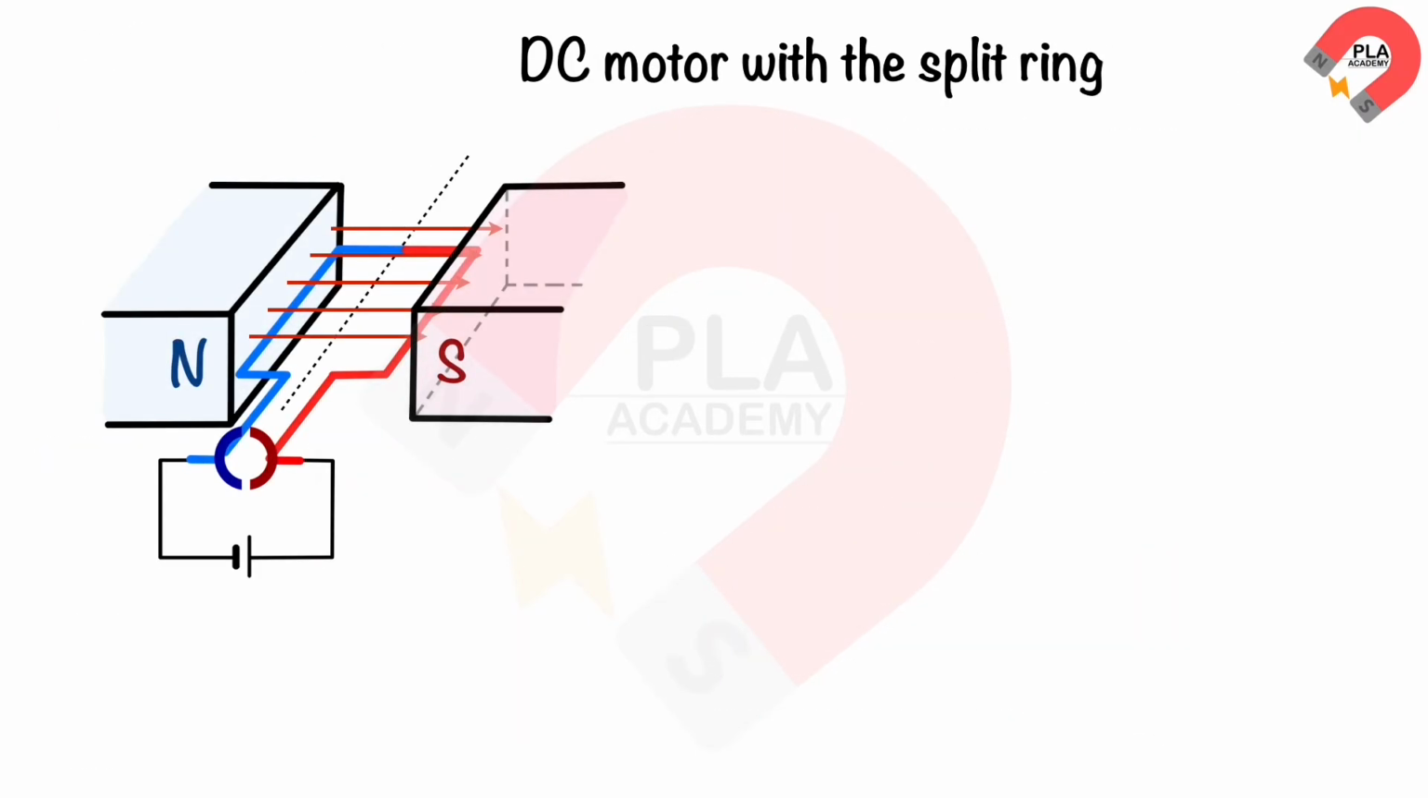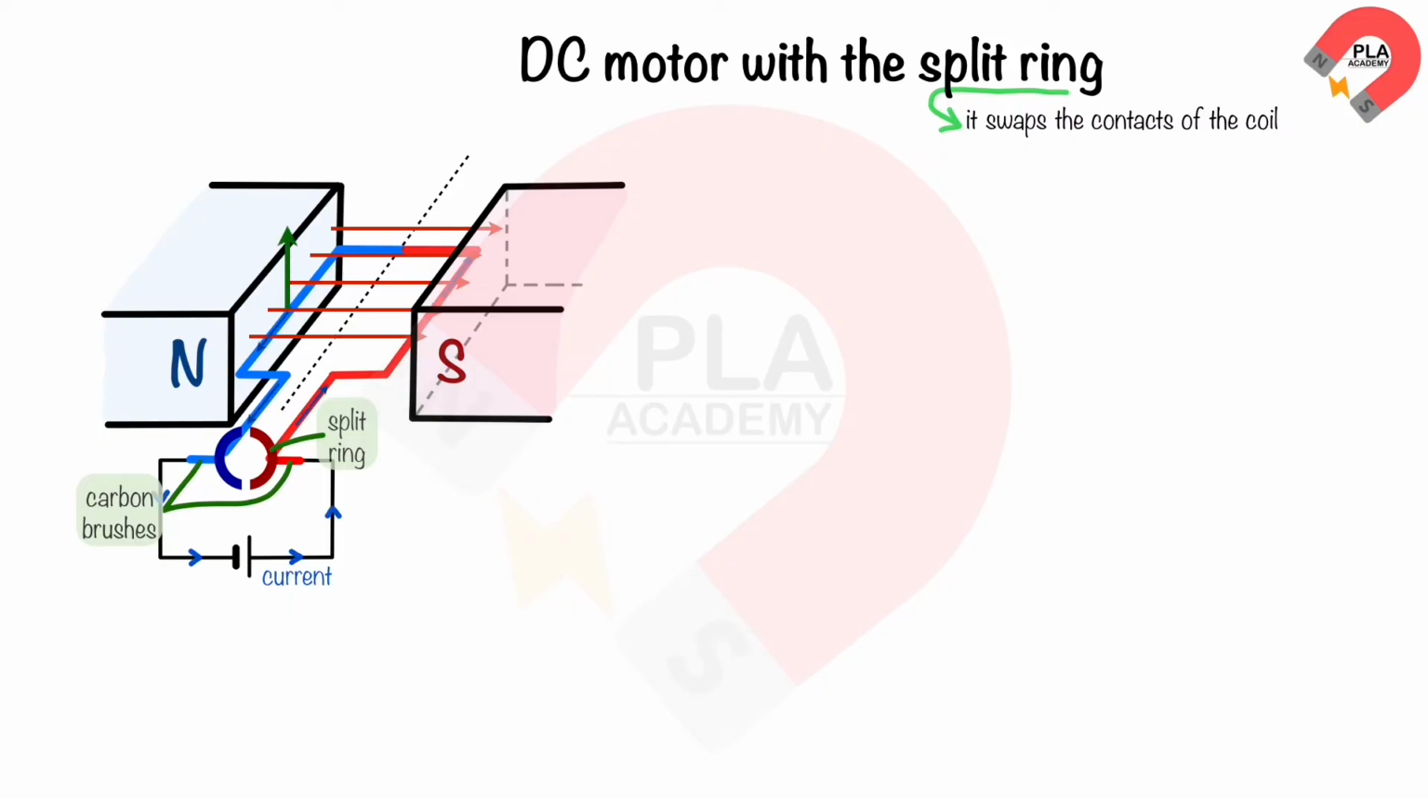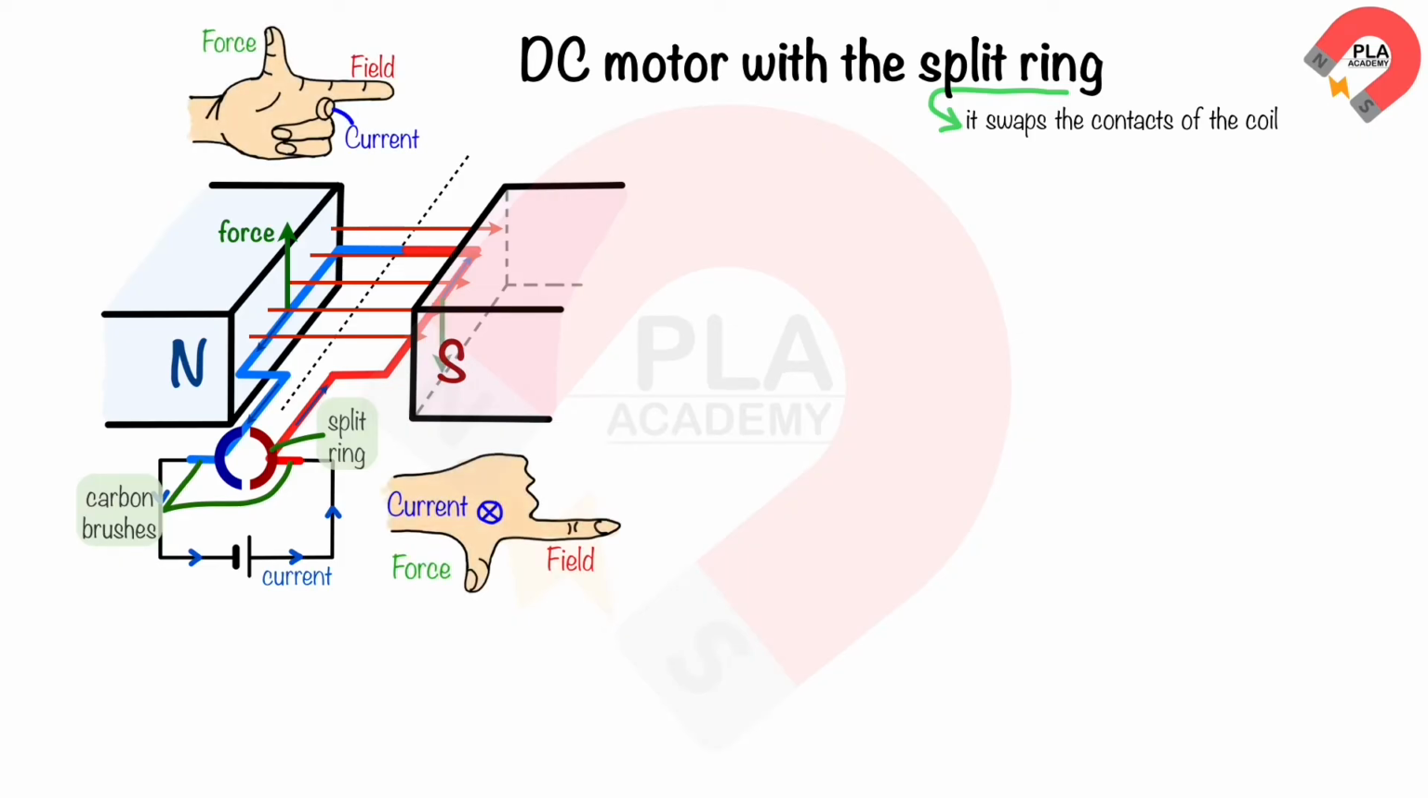The DC motor with the split ring commutator. This is the split ring commutator. It swaps the contacts of the coil. These are the carbon brushes, which make sliding contact with the split ring. As the coil rotates, the carbon brushes are at rest. When the current flows through the split ring and coil, the force on the blue side is upward due to Fleming's left-hand rule. And the force on the red side is downward.